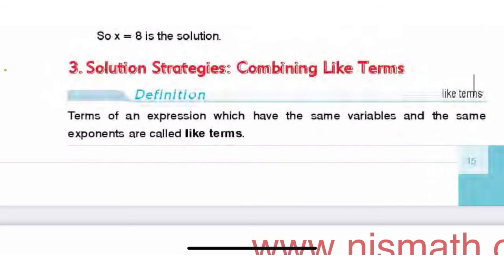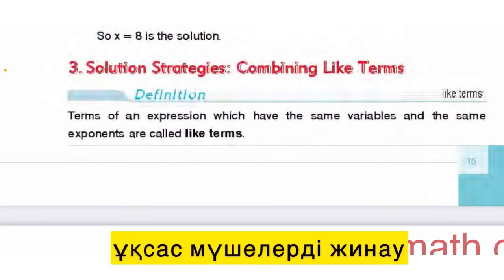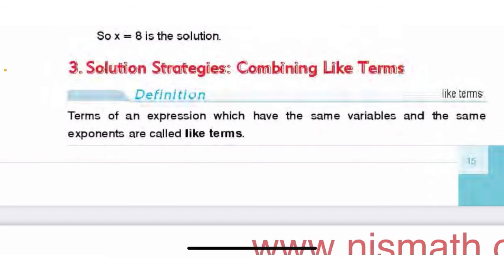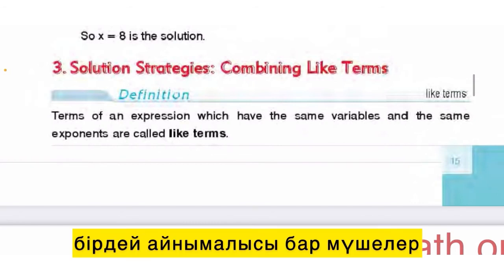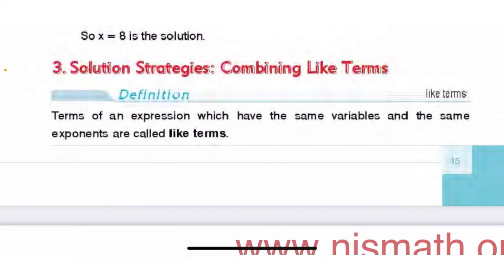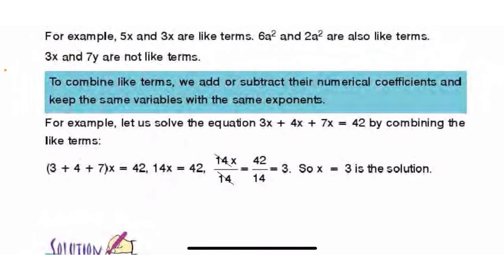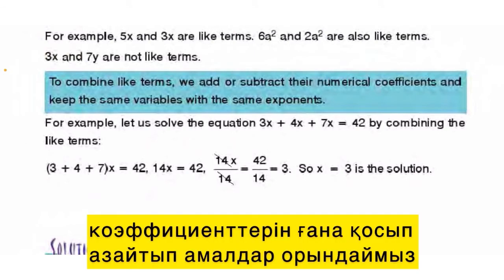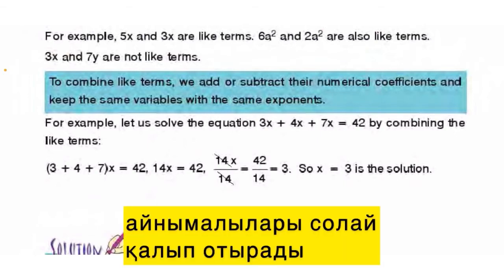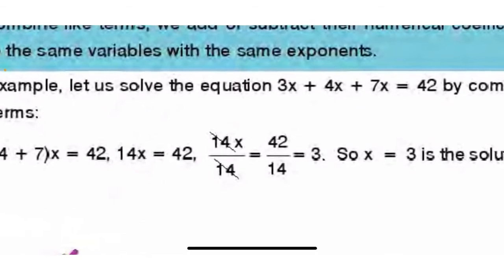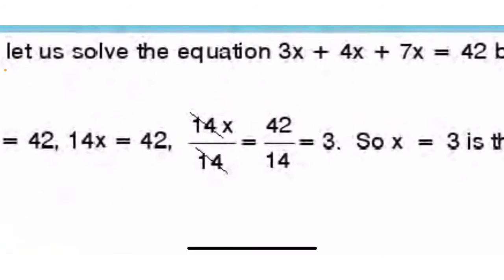The next important step is combining like terms. What are like terms? We use this word a lot when explaining problems. Terms of an expression which have the same variables and the same exponents are called like terms. To combine like terms, we add or subtract their numerical coefficients and keep the same variables with the same exponents. For example, in this situation, 14x over 14, now we're simplifying like terms, which is 14.